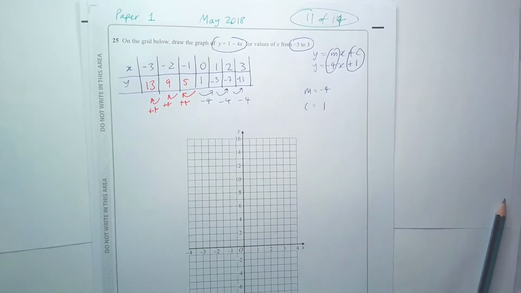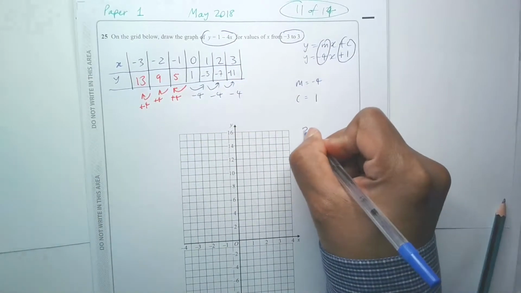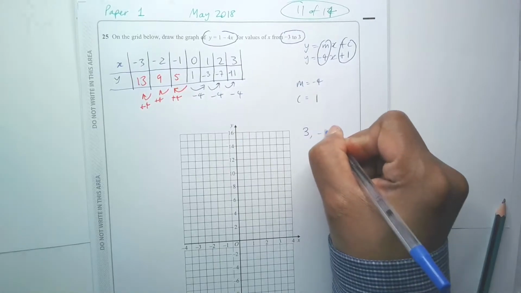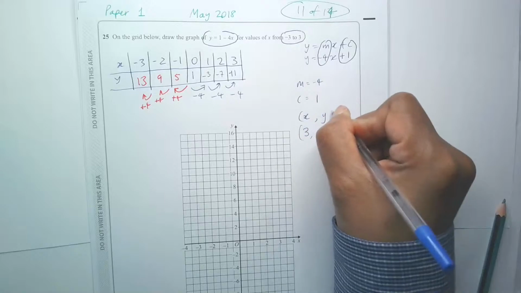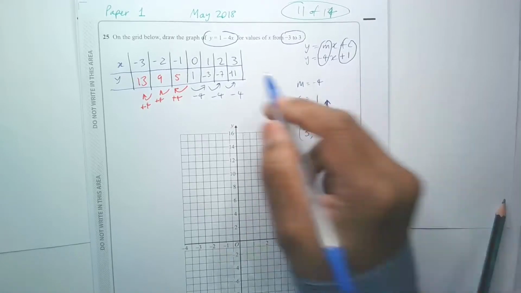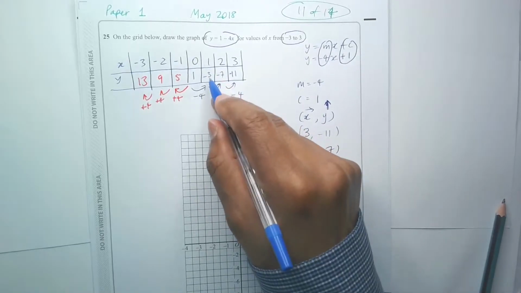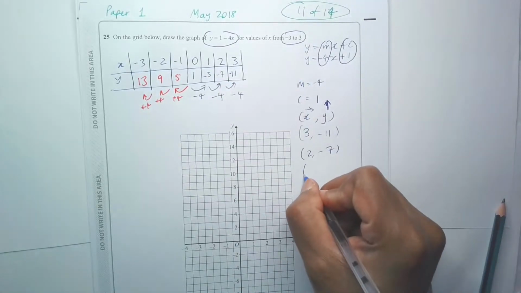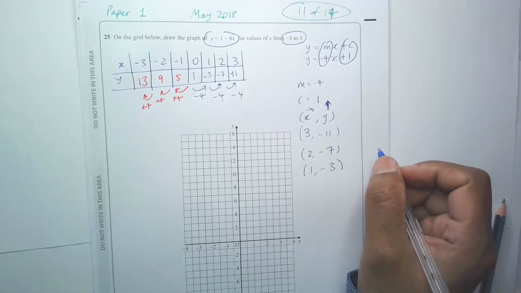And now I draw my coordinates. I just need 3, so I'm going to start with the positives. 3, minus 11. And remember, it's along the corridor, up the stairs, x and y. Okay, 2, minus 7. 0, minus 3, 1, minus 3. So I've got my 3 points.